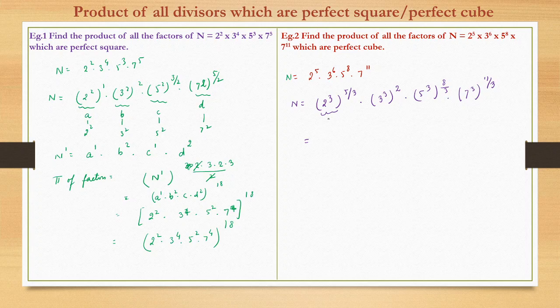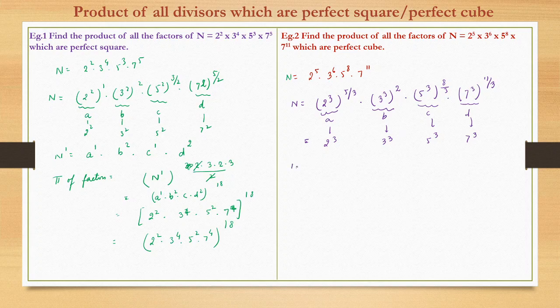We can write this as A, the terms in bracket B, C, D. So where A is equal to nothing but 2 raised to power 3, B is equal to 3 raised to power 3, C is equal to 5 raised to power 3, and D is 7 raised to power 3.